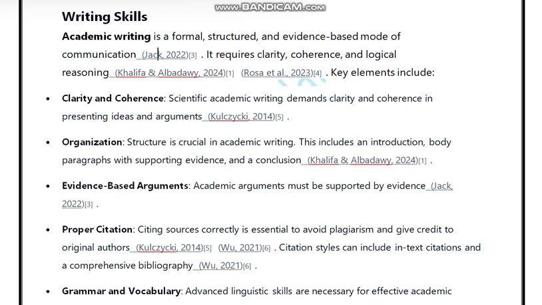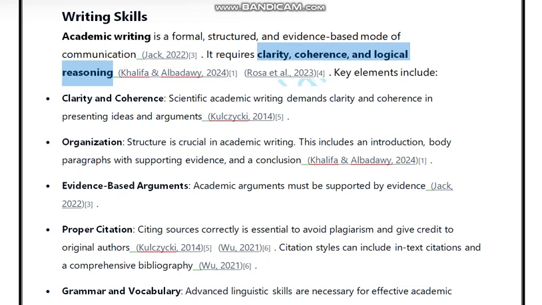It requires clarity. The most important words here: it requires clarity, coherence, and logical reasoning. This would be based on clarity. It would be based on coherence. Clarity means that it should be clear, so that anyone who reads it can easily understand. And coherence is the logical connection of a sequence of ideas. Your ideas would be logically connected.